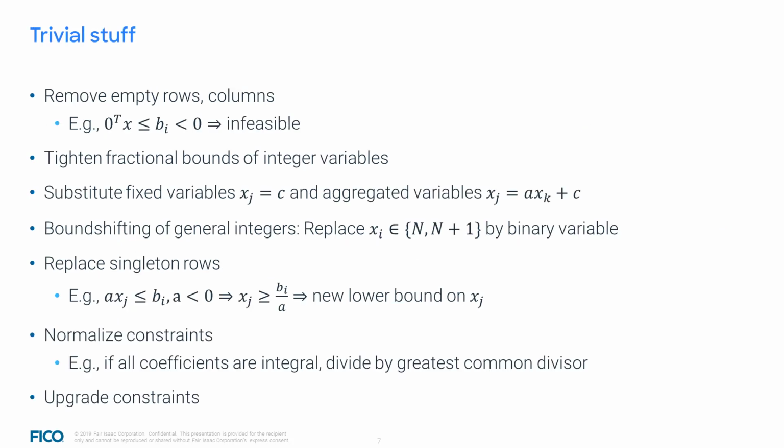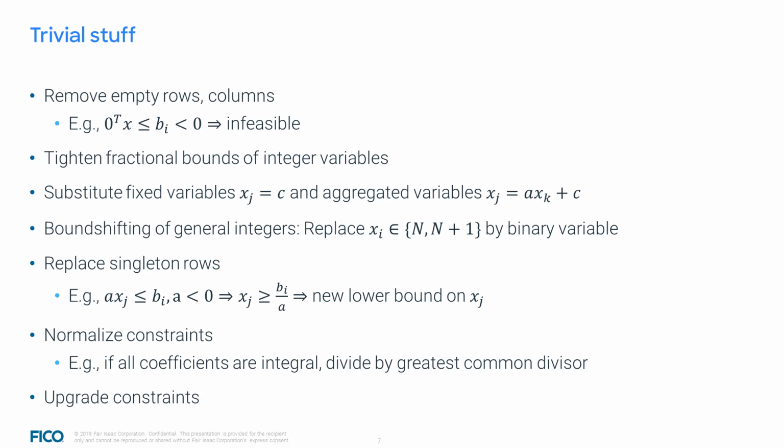There are various easy presolve operations, which are important nevertheless. For example, presolving can remove empty rows and columns. Moreover, it can tighten fractional bounds of integer variables, or substitute fixed variables, if there is an equation which does consist of a single variable or of two variables, like the equation x_j equals x_k, maybe times some scalar plus some offset.